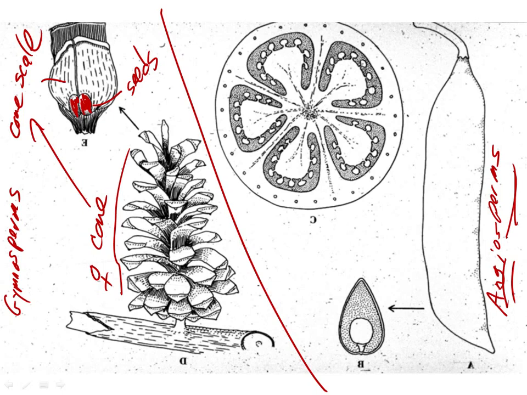In the angiosperms, if we find the seeds, here is a fruit like a tomato. These are the seeds. And this is a fleshy fruit.